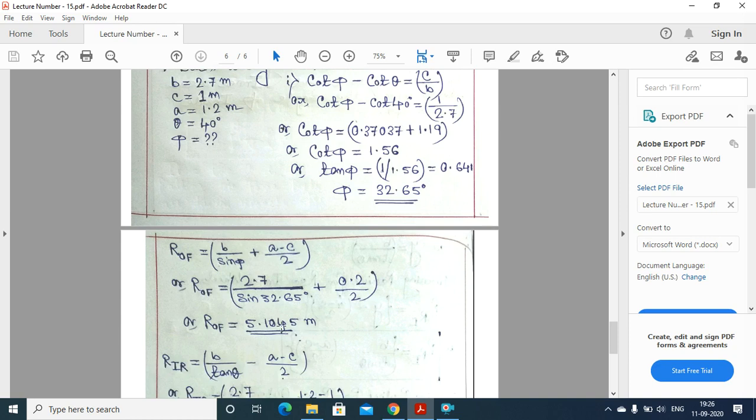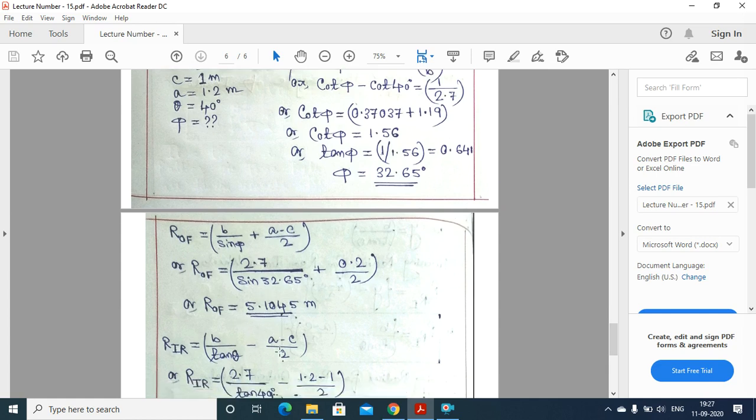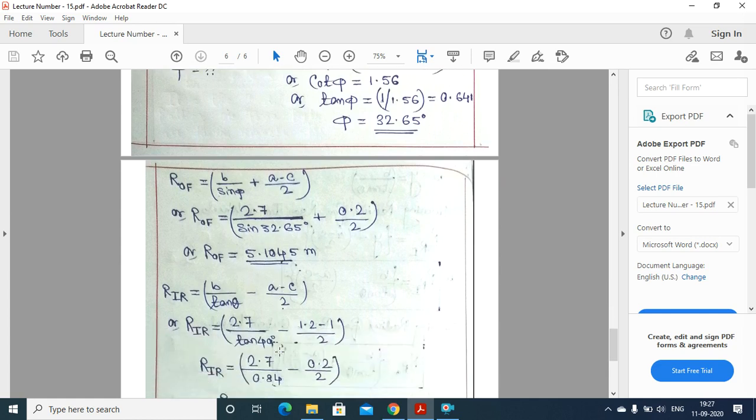So ROF, the turning circle radius for the outer front wheel, is 5.1045 meter. Now coming to the turning circle radius for the inner rear wheel.